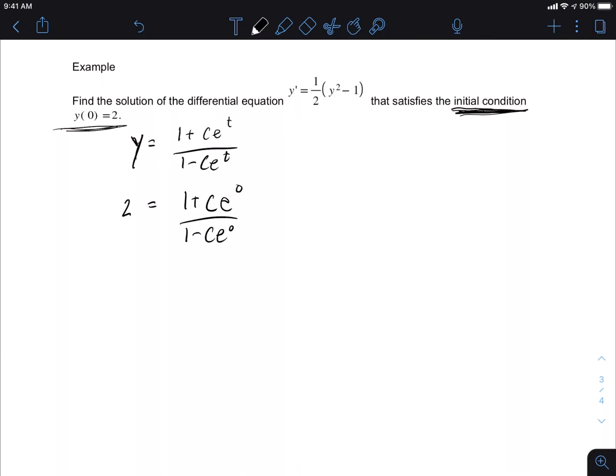It's 1. So I'm going to get 2 is equal to 1 plus c over 1 minus c. We're going after the specific equation that will go through the point 0,2, because we're given an initial condition. Now, maybe I should explain this to you a little bit better.